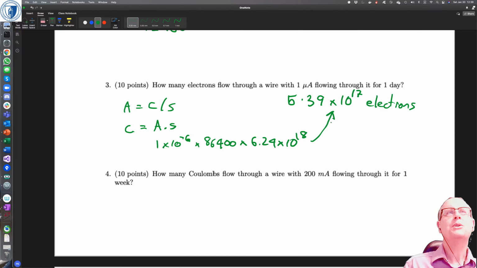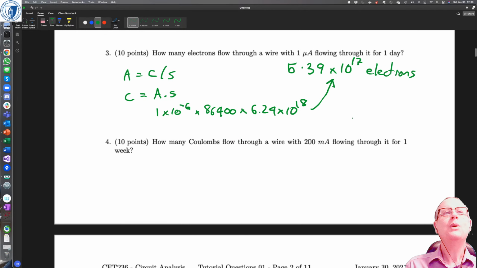I will trust you that 1 day is 86,400 seconds. Sounds about right. Hopefully Google didn't lie to me. I would wonder what would happen if Google started spreading fake news. That would be bad.